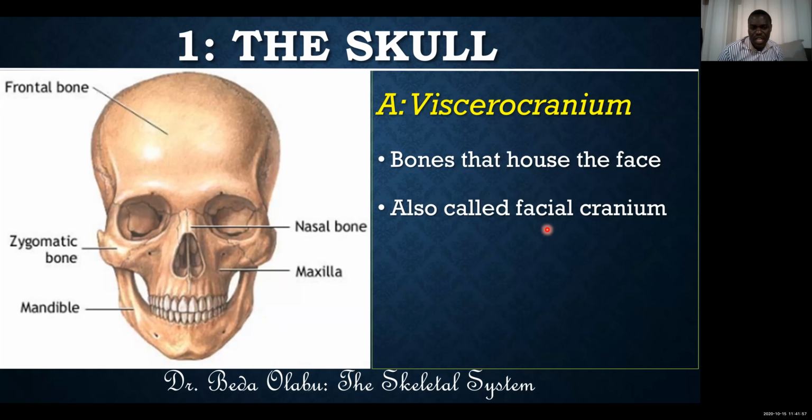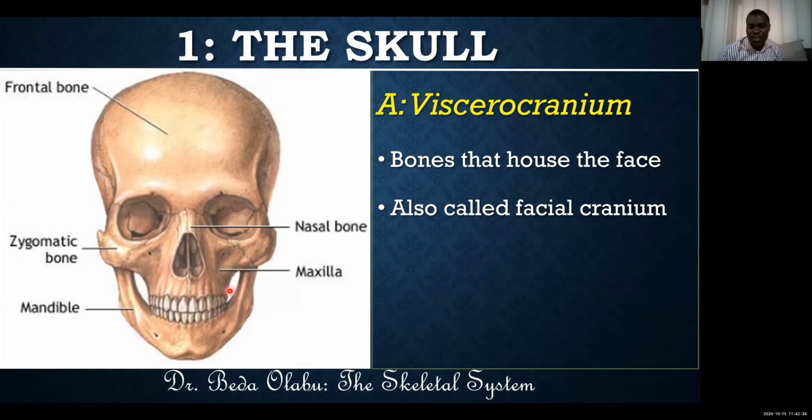So which bones are housing the face here? So this one, zygomatic bone. This one, maxilla. This one, mandible. If you forget any other bone of the face, please don't forget those 3. Zygomatic bone, maxilla, mandible. Maxilla is the upper jaw. Mandible is the lower jaw. Zygomatic bone is the chin bone there.